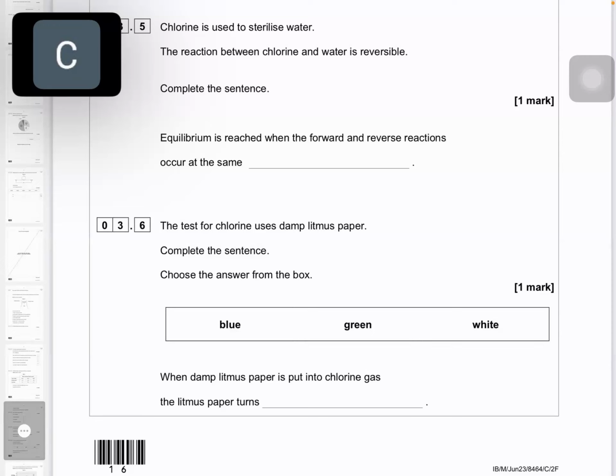Okay, I'm not too sure of this one. Is it green? What does it say for that one? It says white. Okay, damp litmus paper sounds white. Oh yeah, chlorine. I remember chlorine is usually used like a bleaching agent, so sometimes it removes the color from things. So yeah, it makes sense.